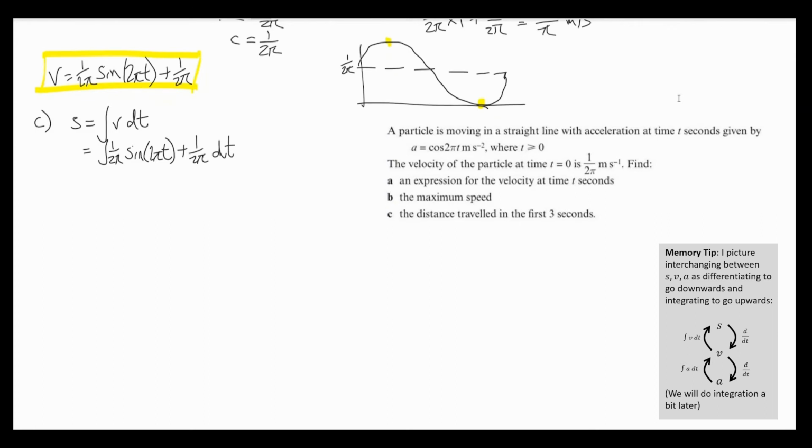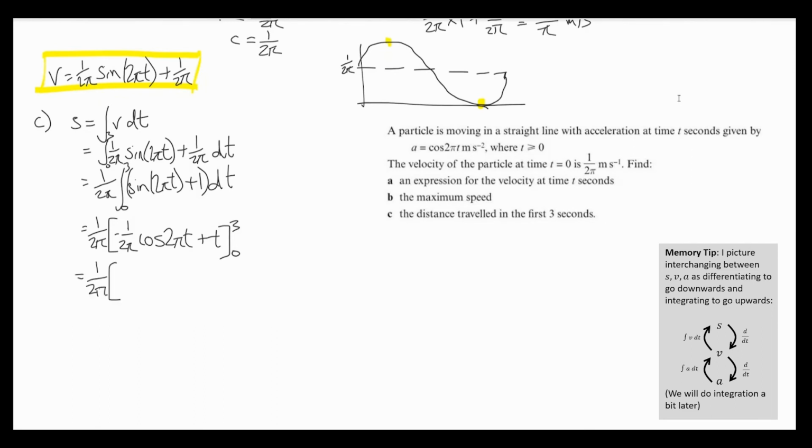Okay, looking at this, I already want to factorize out the constant. It's a bit of a complex constant, 1 over 2 pi. So I'll factorize that out, and I'm integrating sine 2 pi t plus 1, in between 3 and 0. That gets us negative 1 over 2 pi cosine 2 pi t plus t. Okay, just substitute in the 3 and substituting in the 0.